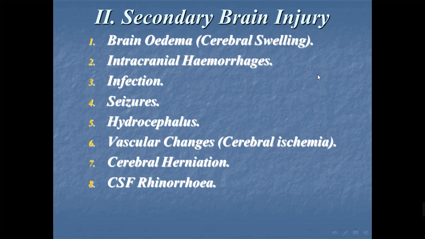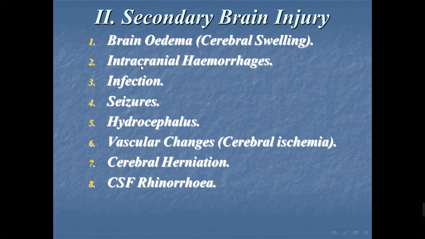Now we are going to the most important, the secondary brain injuries, because these are preventable, and in the management of head injuries, we aim at preventing these injuries or their sequelae. They include many, about 8 types of secondary brain injuries. Start with the brain edema, cerebral swelling, intracranial hemorrhages.